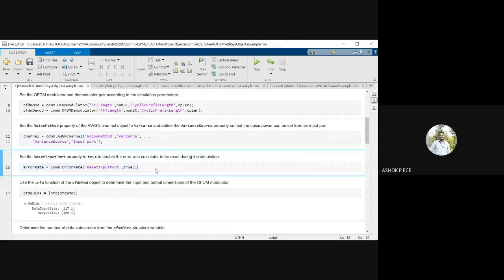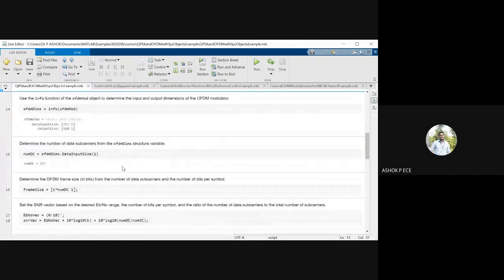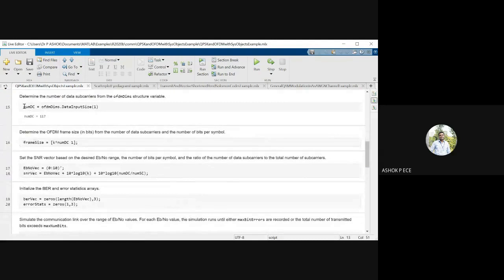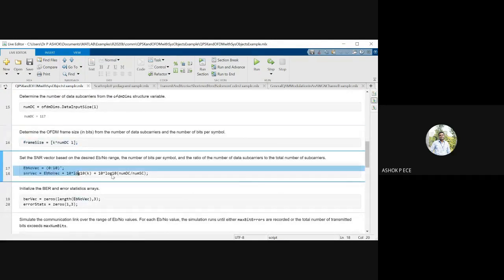So which will be calculated using this. Then I am calculating all the required parameters. I'm fixing the frame size. I am finding the Eb/N0. You know, Eb/N0 is the performance measure for a digital modulation. Similar to SNR, we'll be finding the Eb/N0.